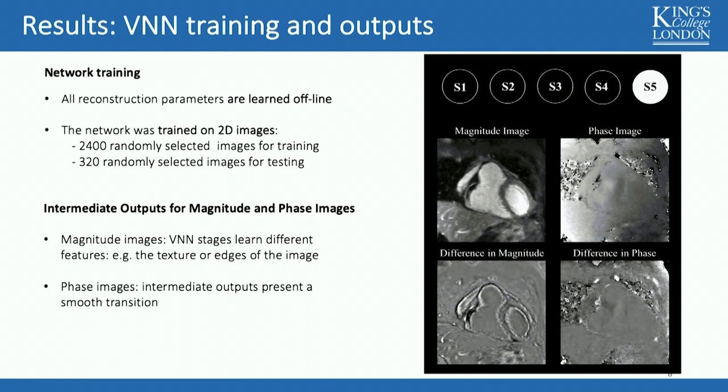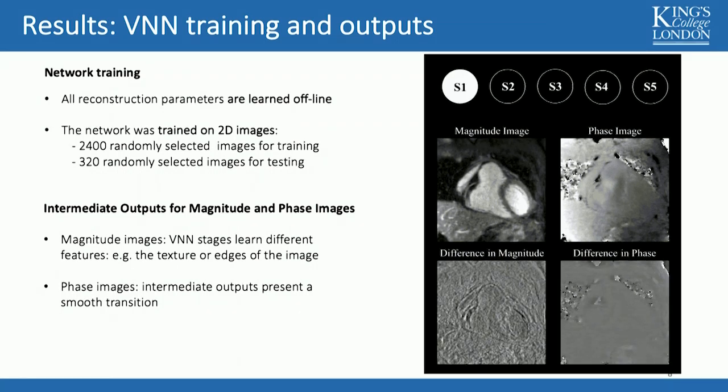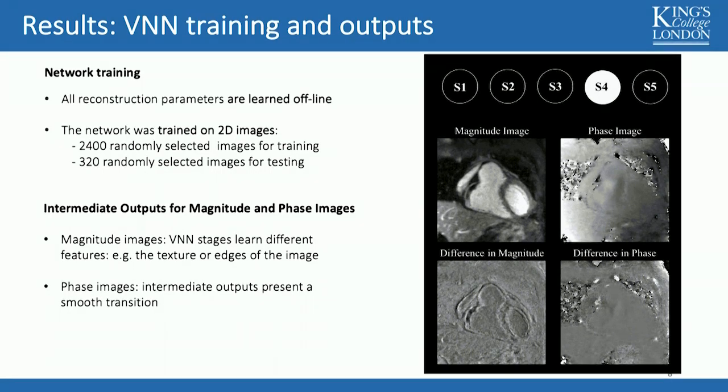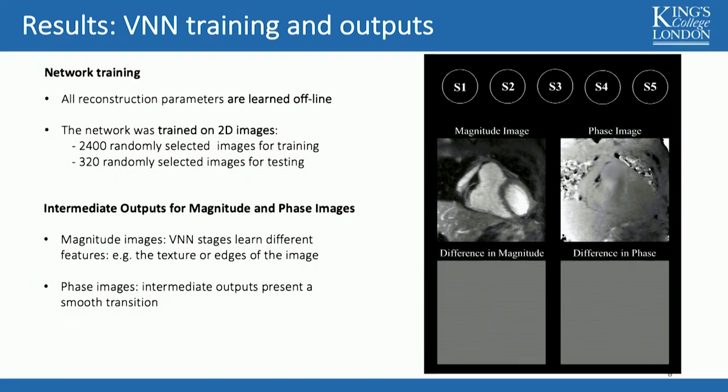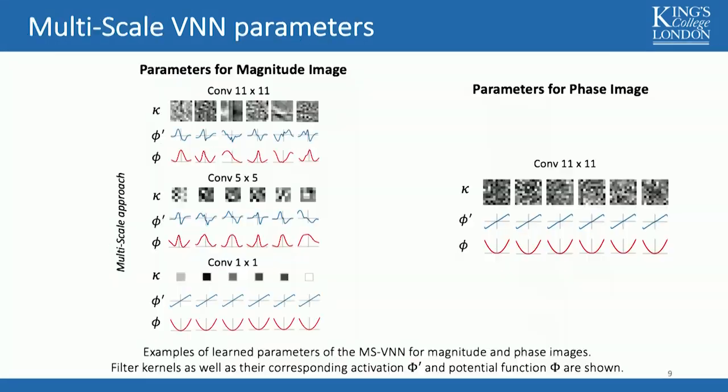the lambda term. On the right, I show intermediate outputs for magnitude image and phase image. And on the bottom, you can see the difference between the intermediate outputs and the input of the network. As you can see, for the magnitude images the network learns some features like texture or edges, whereas the phase experiences a smoother transition.